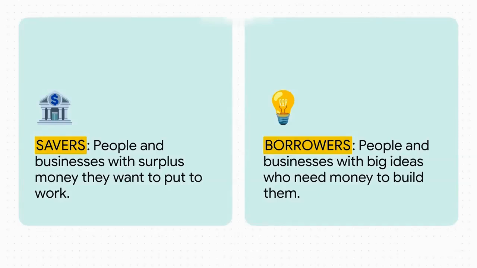Okay, so let's say we have stable money. Great. Now we've got a new puzzle to solve, but it's a good one. In any economy, you've got two groups of people. You have savers, folks with extra cash, and you have borrowers, people with great ideas who need that cash to build a business or buy a house. The big question is, how do you get them together?